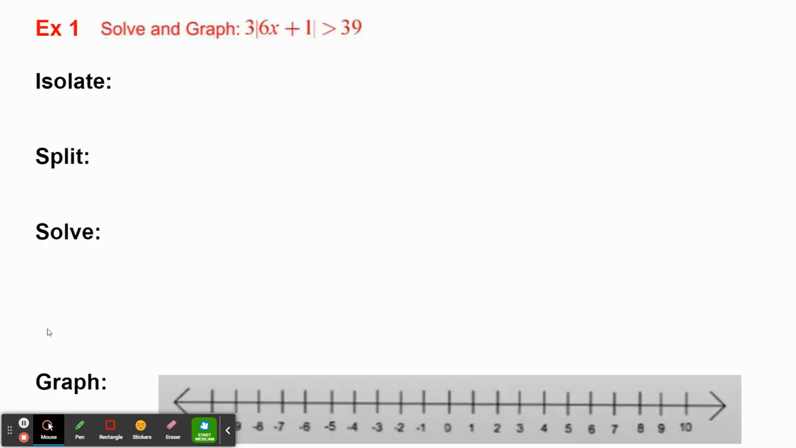Example 1. Solve and graph 3 times the absolute value of 6x plus 1 is greater than 39. Well, let's isolate it to start. We're going to definitely divide both sides by 3 to get that absolute value by itself. The absolute value of 6x plus 1 is greater than 39 divided by 3, which is 13. We don't need to flip the inequality yet. If we had divided by a negative 3, we would have. But for now, isolating the absolute value of 6x plus 1 is greater than 13 is just fine.